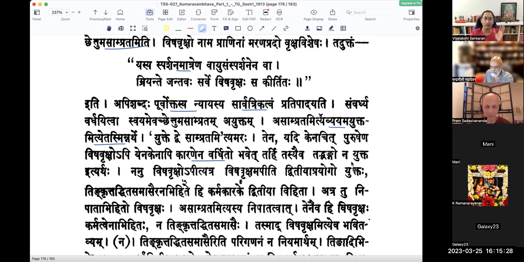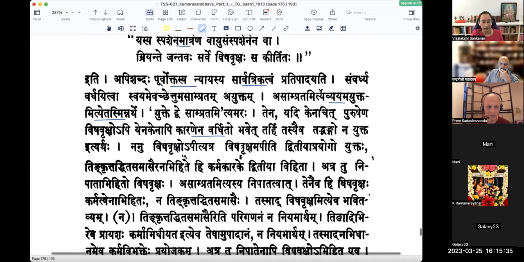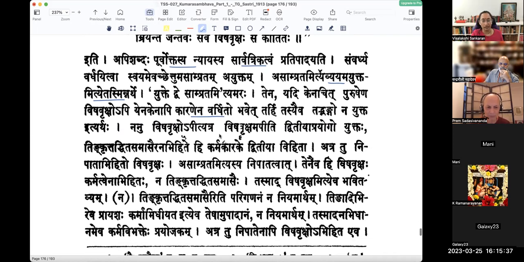For some reason, he grows a poisonous tree. He decides to grow it. But even then, he cannot kill it by himself. Nanu, vishavrikshopi ityatra, vishavrikshamapi iti dvitiya prayogaha yuktaha. Now, this is where the Vyakaranam discussion comes, and it's quoted in Siddhanta Kaumudi. So, generally, vishavriksham chettum asampratam. That's how it should be. It should be a dvitiya vibhakti here. It cannot be vishavrikshaha api. It cannot be in the prathama vibhakti.